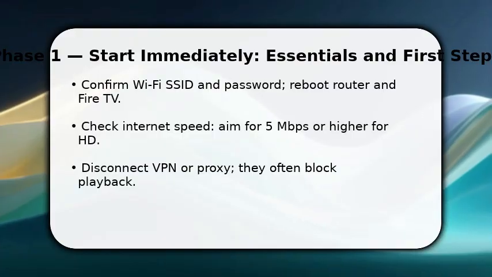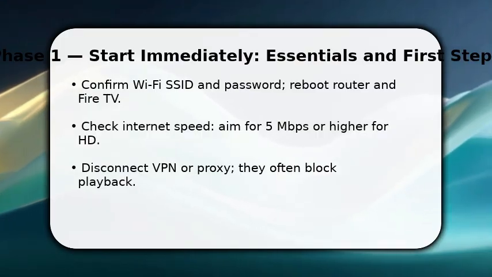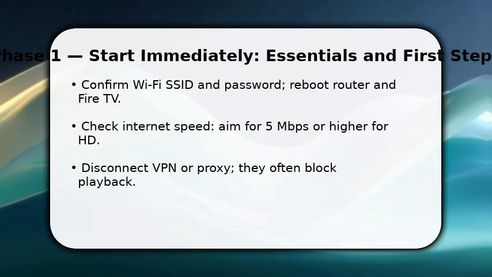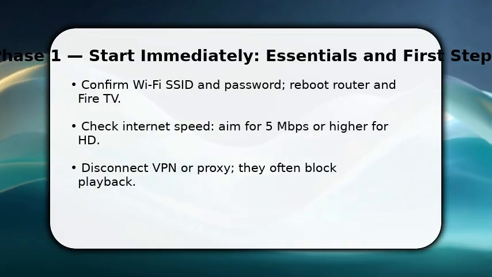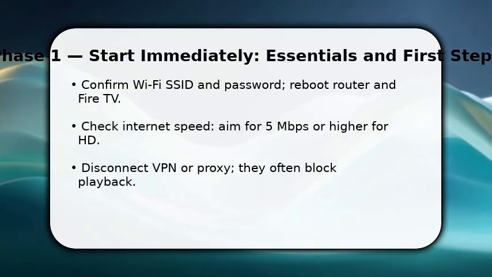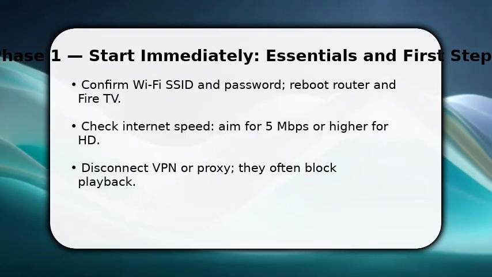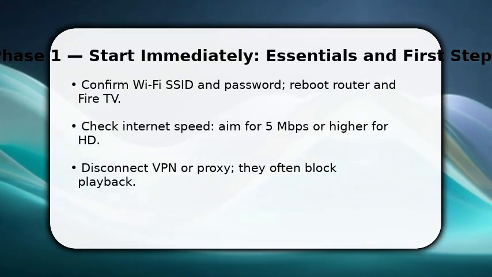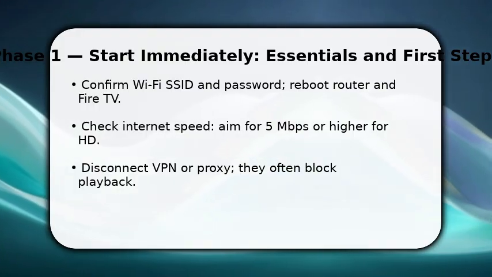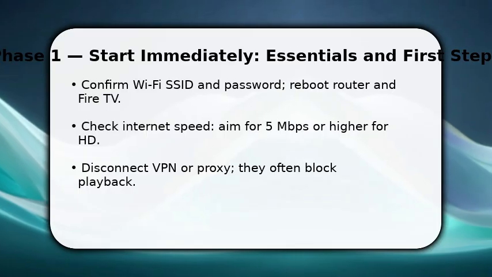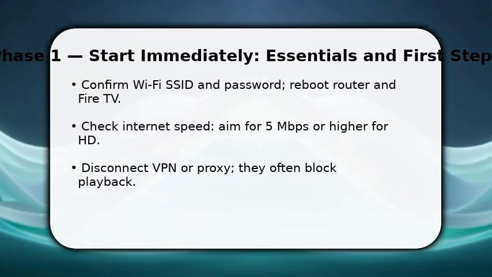Enjoy the video. You start by confirming basics that directly cause playback errors. Check your Wi-Fi SSID and password, then restart the router and your Firestick. This clears temporary network glitches. Once done, run a quick speed test. Aim for at least 5 Mbps for HD streams, because low throughput causes buffering and errors. Make sure any VPN or proxy is disabled, since encrypted tunnels frequently interfere with DRM and streaming authentication. Now, with network confidence, move to the app and device level steps.